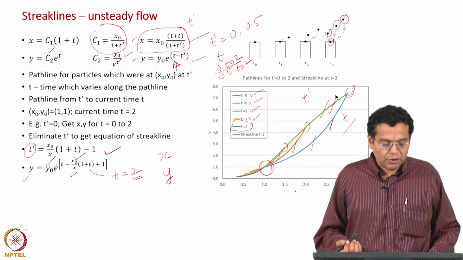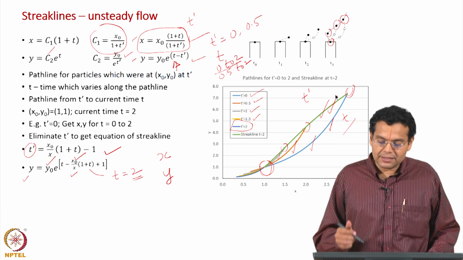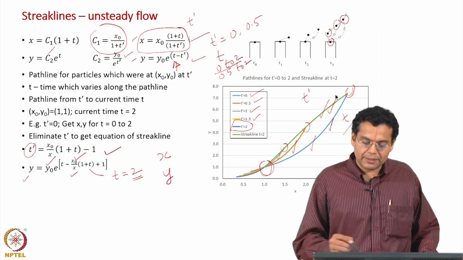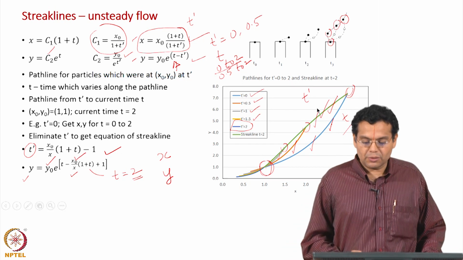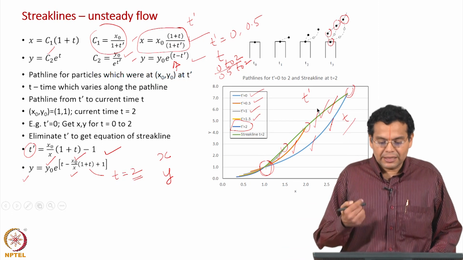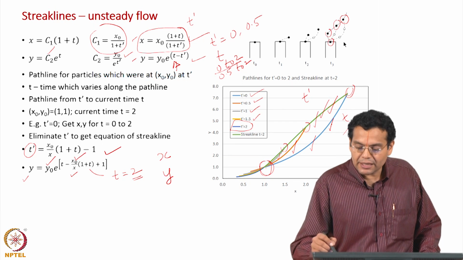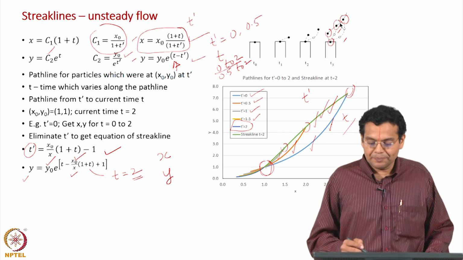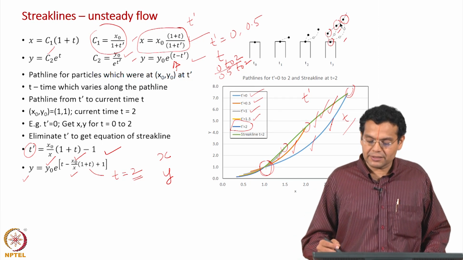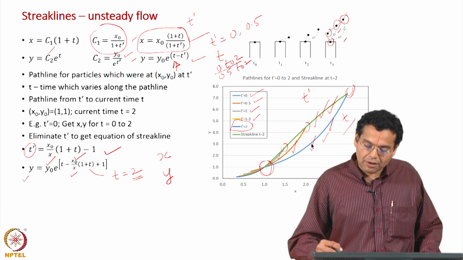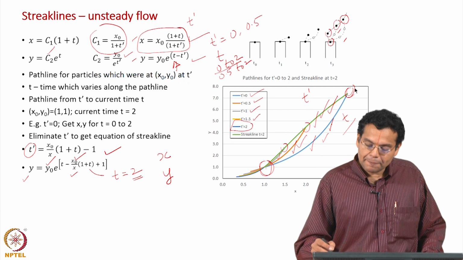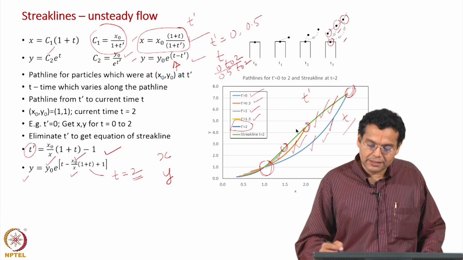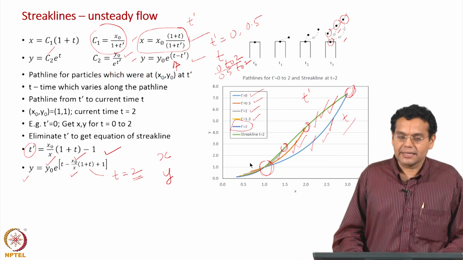If you are interested in plotting the streak line alone using this method, you can use this equation and get y comma x. But if you are interested in showing these kinds of path lines also, then use the earlier approach we have discussed, where we plot all the individual path lines and then connect the end points of the path lines to get the streak line. Okay.